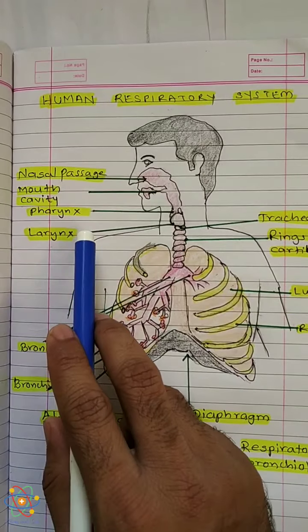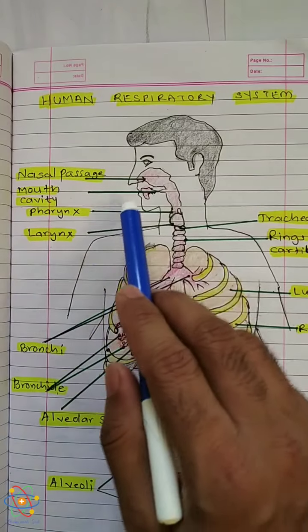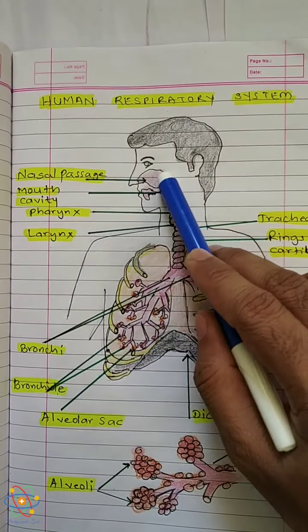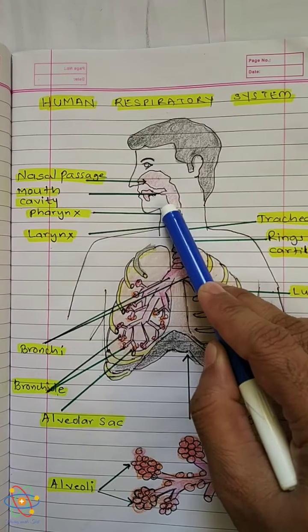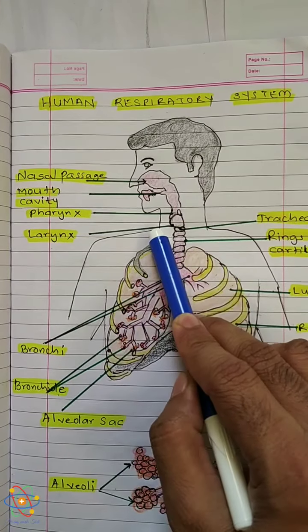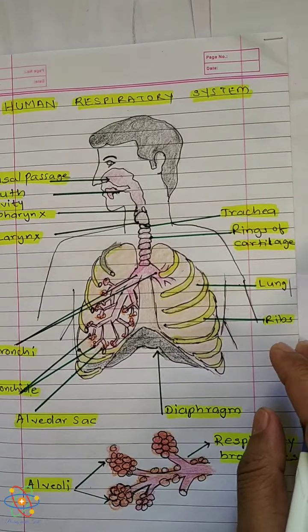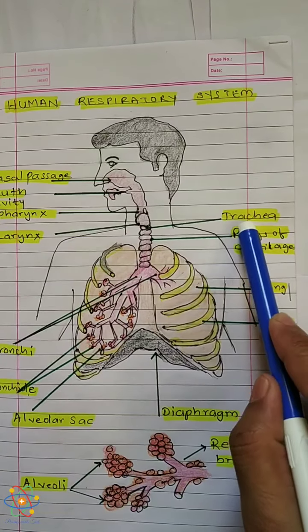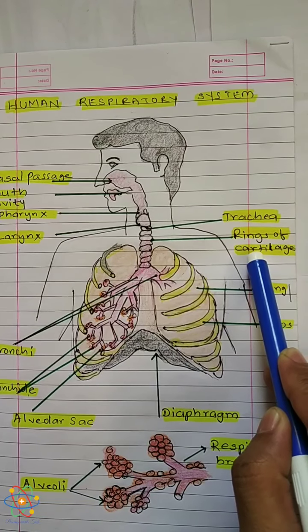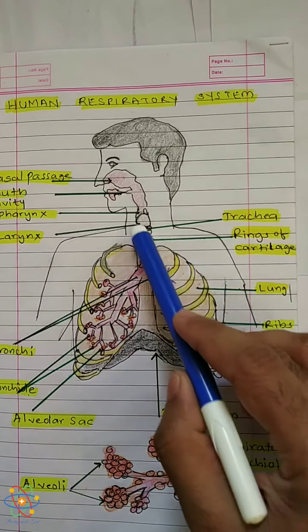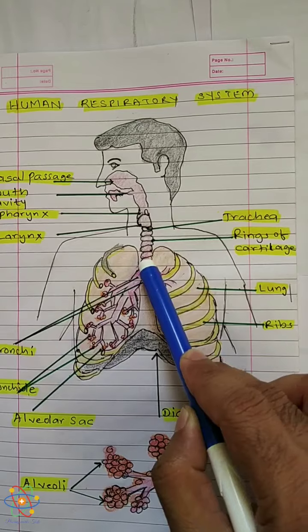Let us revise. Fresh air enters our body with the help of the nostrils. Then that air is taken to the nasal passage. From the nasal passage ये pharynx में जाएगा. Pharynx to larynx. Larynx is also known as the voice box. Then from the larynx it enters the trachea. Trachea is surrounded by C-shaped cartilaginous rings. Rings protect this trachea from collapsing.